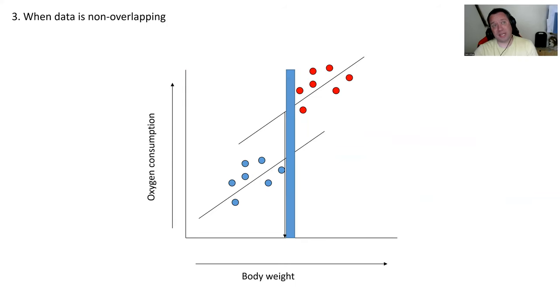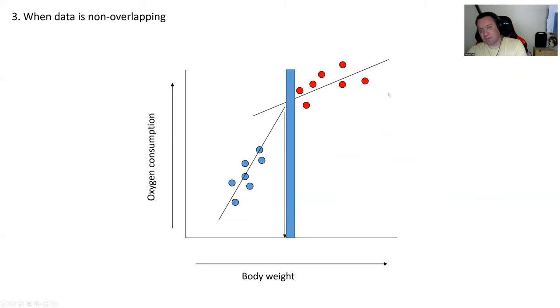And so the final one is when the data is non-overlapping. This is a problem when you have really big differences in body weight. And so in this case, the ANCOVA breaks down because formally, if you have no overlap, you cannot really determine whether these lines are parallel. And it's particularly problematic in cases like this, where you have lines which are not similar slopes, because you don't know if this would be two parallel lines potentially, or whether it's a curve.